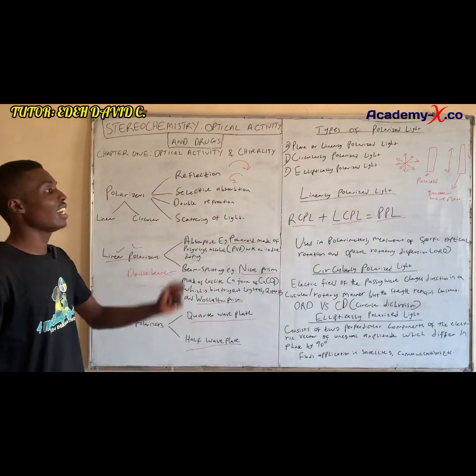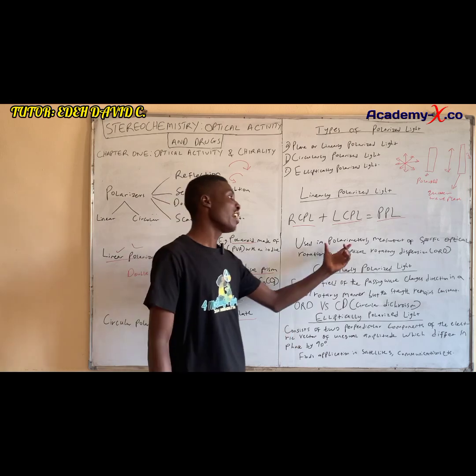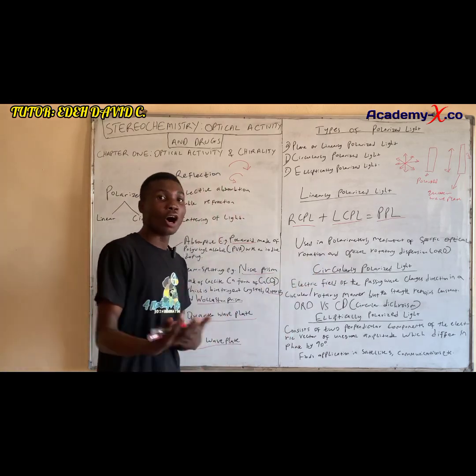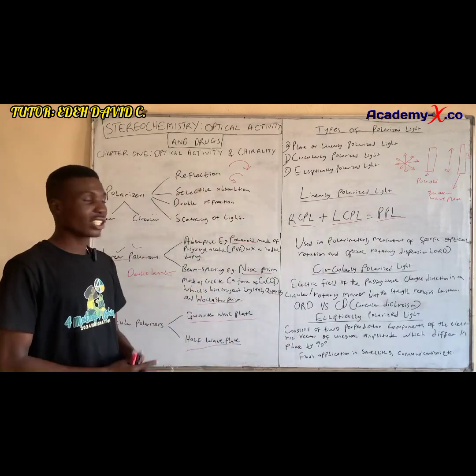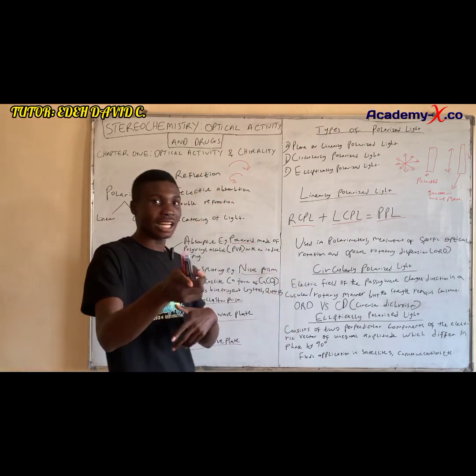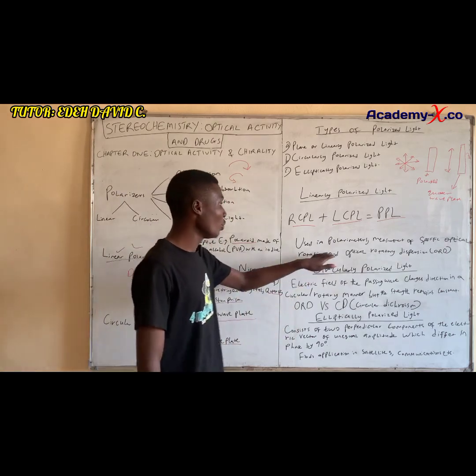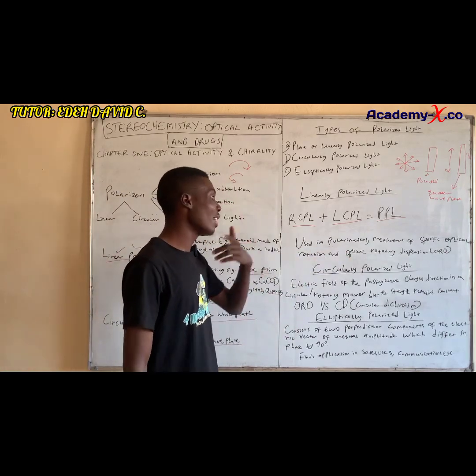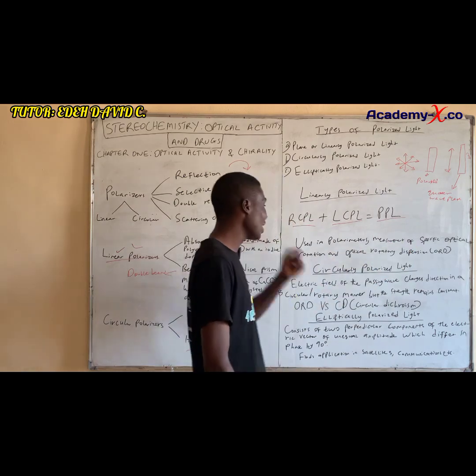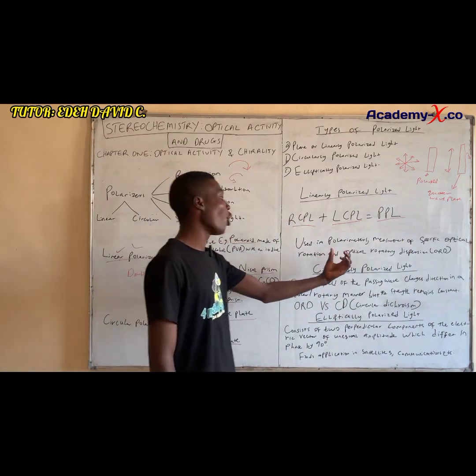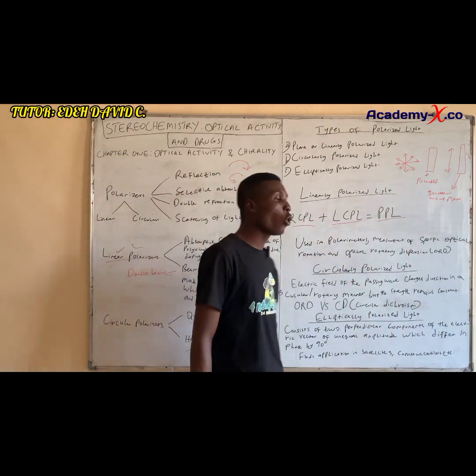Where do we use linearly polarized light? We use it in polarimeters to measure optical rotation. Polarimeter, we're going to look at that in our next discourse. So we use it in polarimeters for measurement, or we also use it for measurement of specific optical rotation, and we use it for optical rotatory dispersion, ORD.